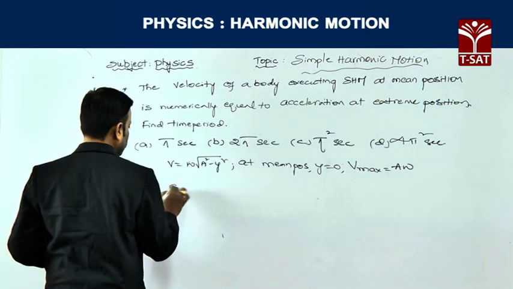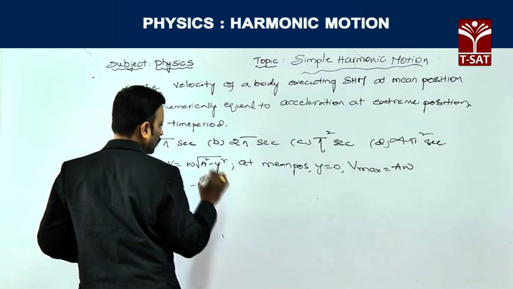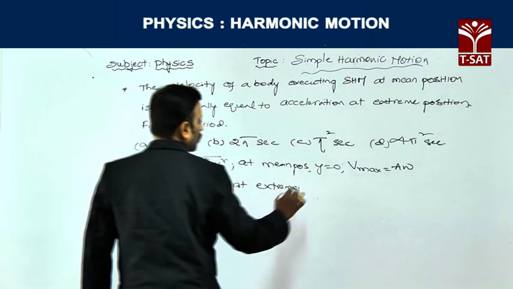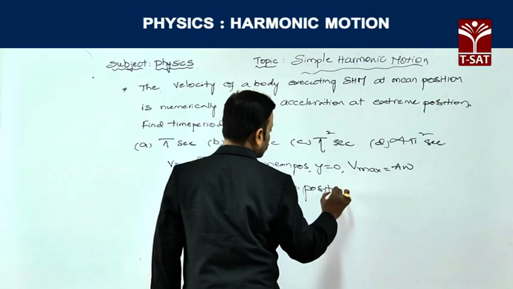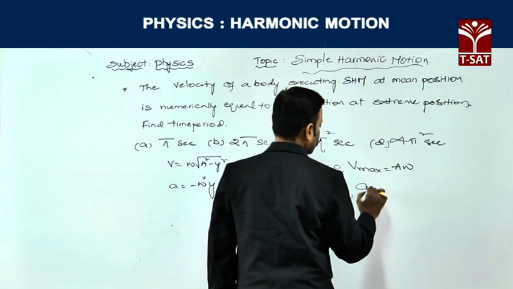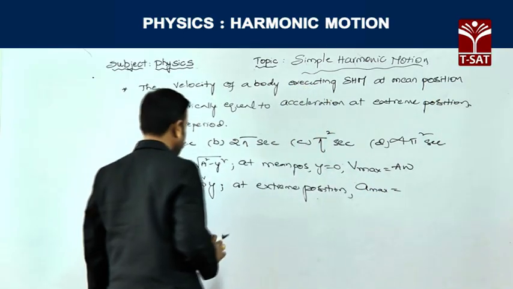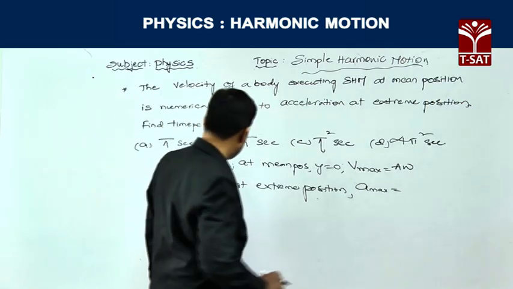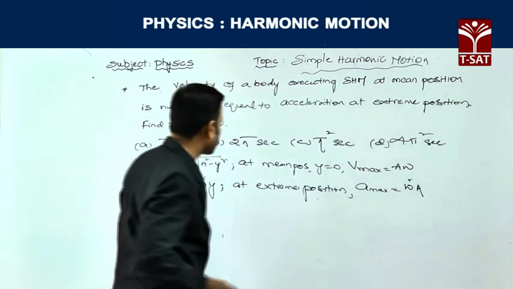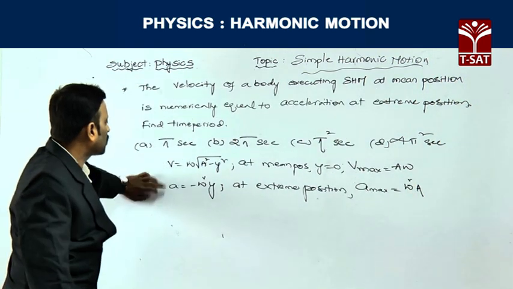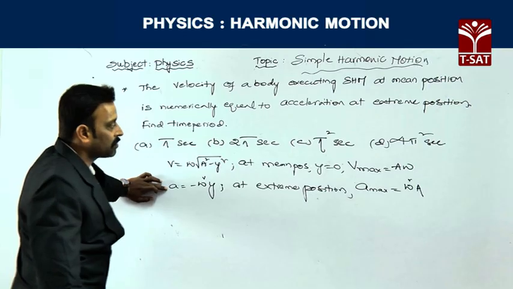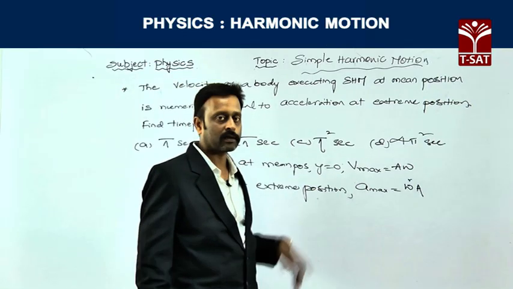The formula for acceleration is a is equal to minus omega square into y. According to the data given, at an extreme position, acceleration a max is equal to, substituting y is equal to A here, omega square into A. He is saying that velocity at mean position is equal to acceleration at extreme position, so I can equate these two equations.